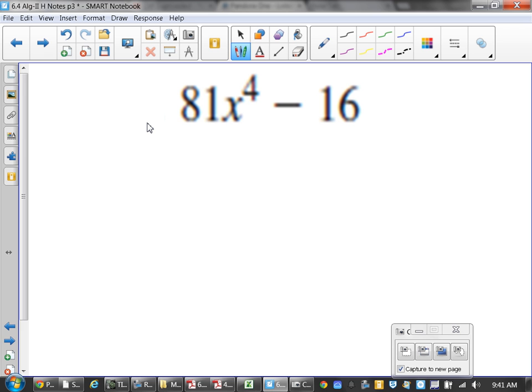Now, let me give you another kind of generic idea here. Does everybody agree that there's 2 terms? Does everybody agree that it's a subtraction? Does everybody also agree that it's an even exponent? Since it's an even exponent, could I take the square root? Yes. So what's the square root of 81x to the 4th? 9x squared. What's the square root of 16? 4. Is that a subtraction symbol? Yes. Isn't that a difference of squares?